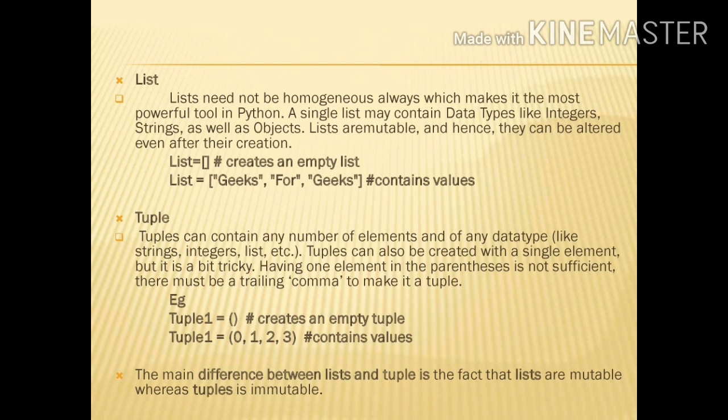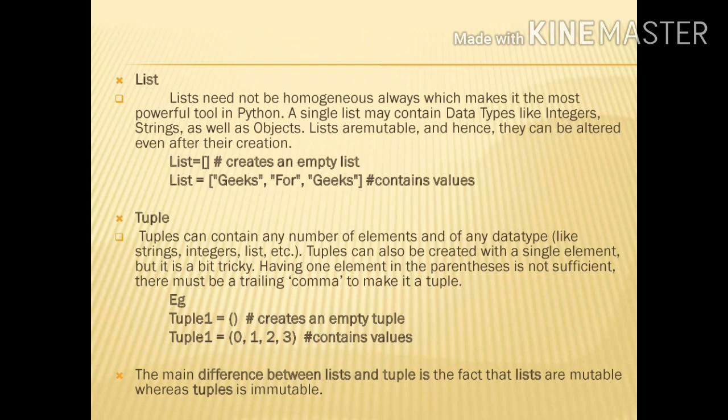Here is an example for list. list = [] creates an empty list, whereas list = ["Geeks for Geeks"] contains a value. The list contains a value. The next topic, tuples.